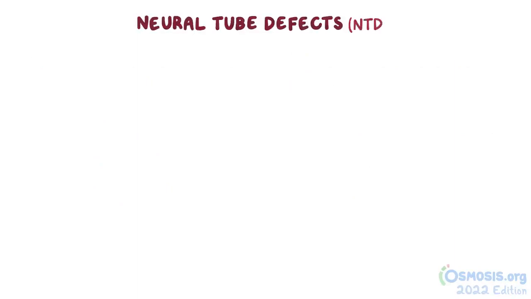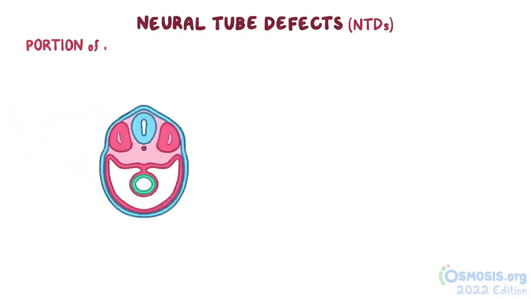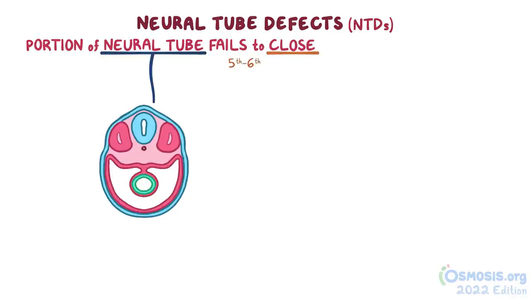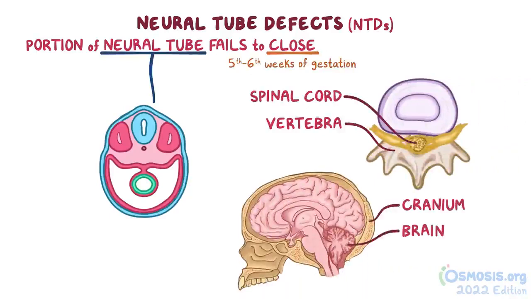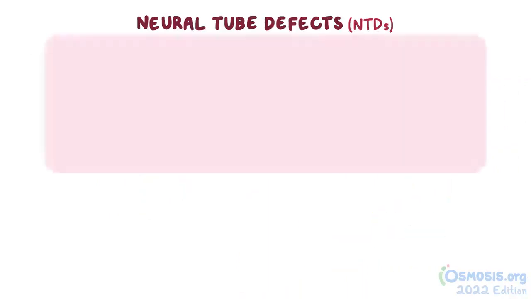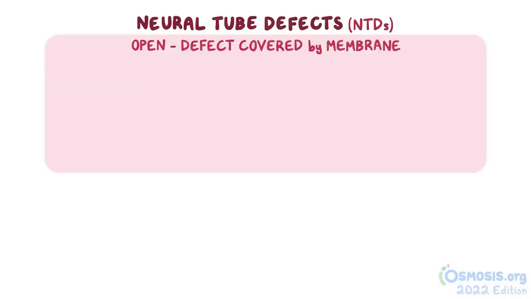And finally, neural tube defects, or NTDs, are relatively common congenital anomalies that develop when a portion of the neural tube, the precursor to the central nervous system, fails to close as it should during the 5th and 6th weeks of gestation. The resulting defect may involve the vertebra, spinal cord, cranium, or brain. NTDs are mostly open, meaning the defect is only covered by a membrane and not skin.